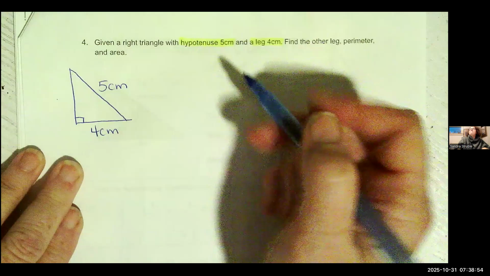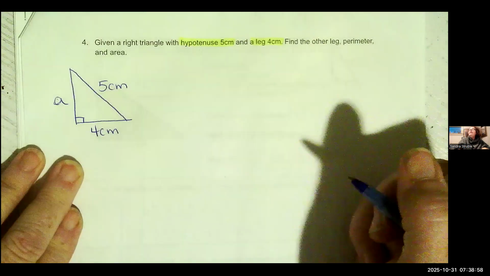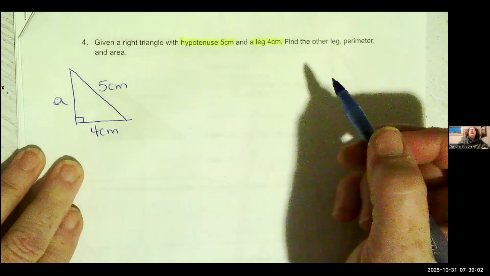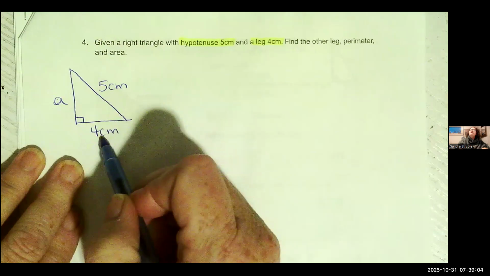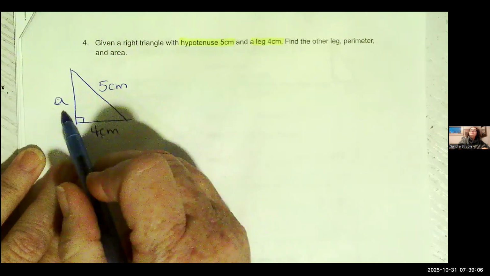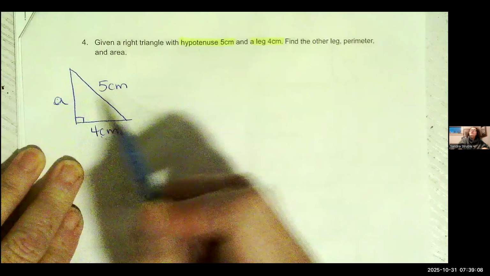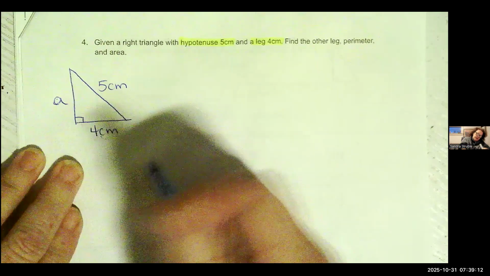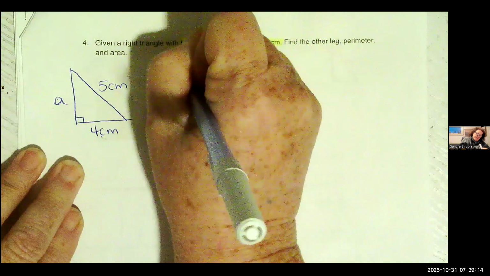Okay. All right. I can't find the area because I have to have both my legs to find my area. I can't find my perimeter because I need all my legs to find my perimeter. So the first thing I have to do here is find that missing leg. A squared plus B squared is equal to C squared.